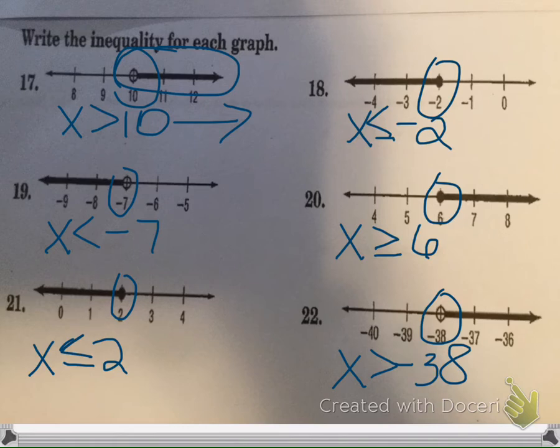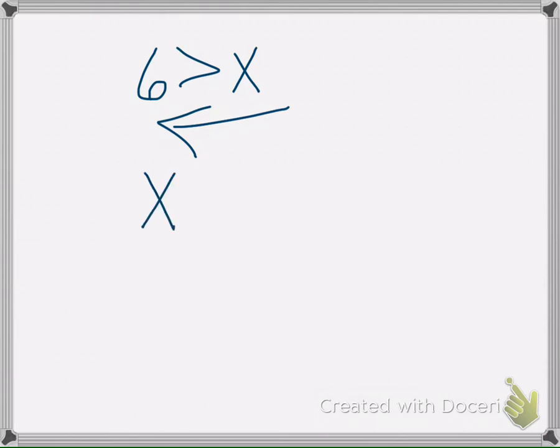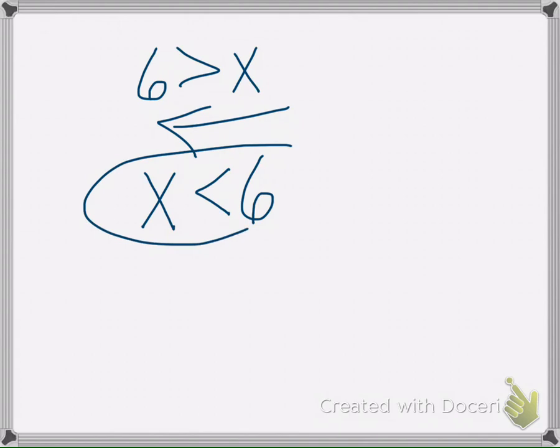Now, I just want to show you one more thing that is not on these notes, just in case you're ever given an inequality that looks like this. 6 is greater than x. Like I said, I always want my variable on the left. So what I'm going to do is I'm going to read this inequality backwards. And I'm going to read that as x is less than 6. Okay, if you read it backwards, rewrite it with your variable on the left, now that would be your inequality.